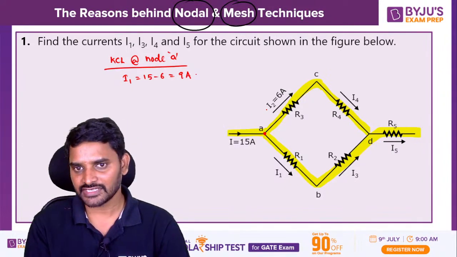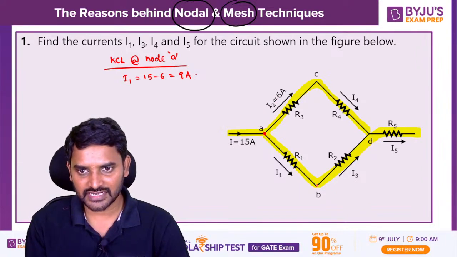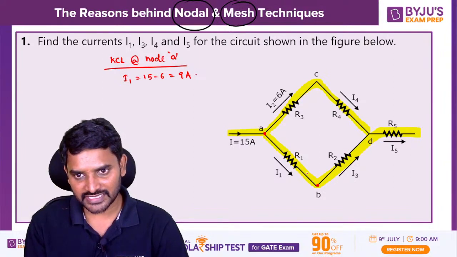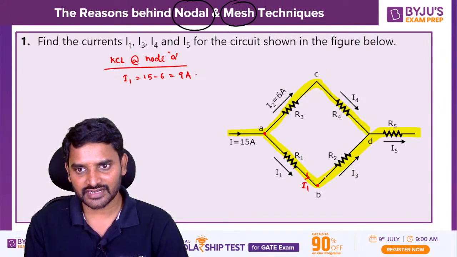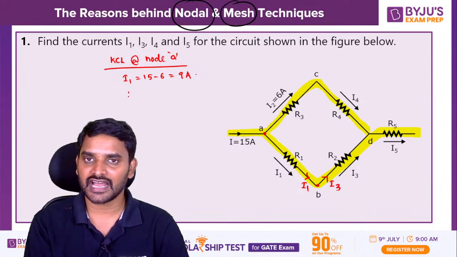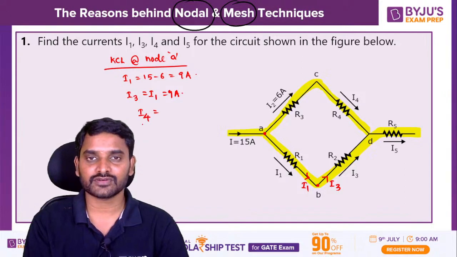What will be I3? I2 is anyhow 6 amperes. I3 is the current flowing through resistance R2. Whatever current enters at junction B, the same current will leave. So I3 is equal to I1, that is 9 amperes. Now can you tell me about I4?